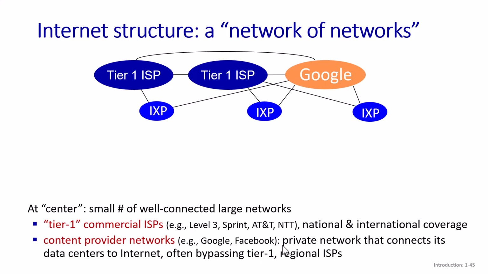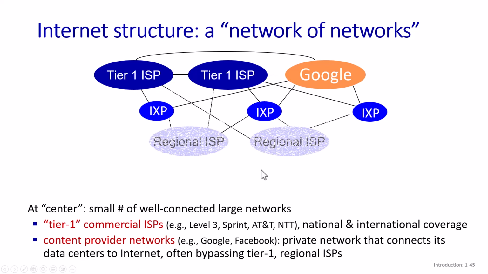So Google and Facebook may run their own private network that connects their data centers to the internet, often bypassing Tier 1 or regional ISPs. Now we have regional ISPs that are connected to one of the Tier 1 ISPs, or they may be connected through internet exchange points to various other content providers or another Tier 1 ISP.